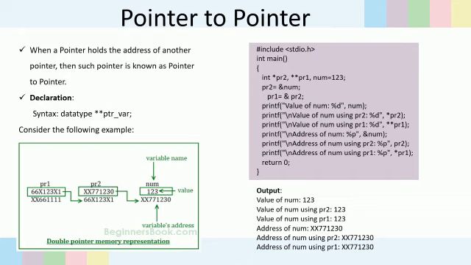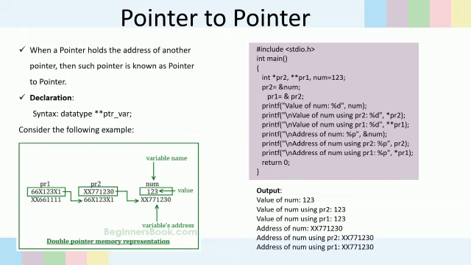Declaring a pointer to pointer is very simple. We need to use a double star while declaring the pointer to pointer. The syntax is data type star star pointer variable semicolon. Example: int **ptr; The two stars in the declaration indicate that it is a pointer to pointer.